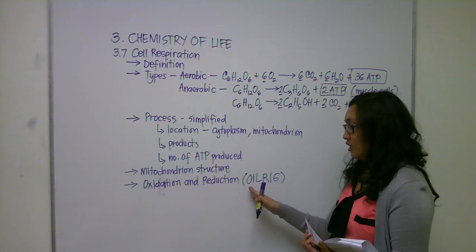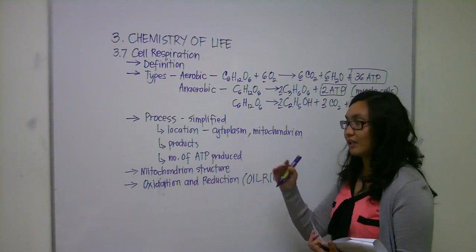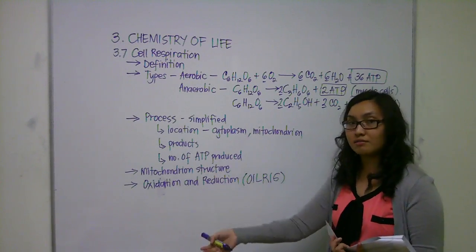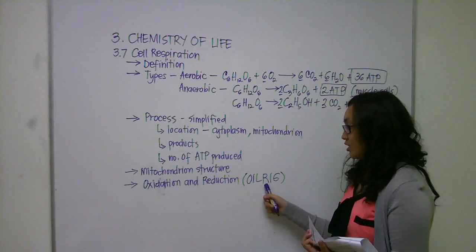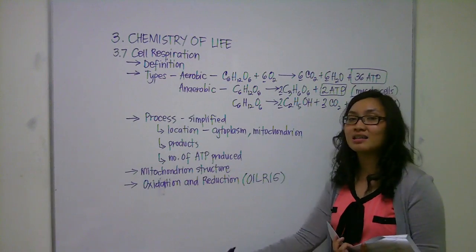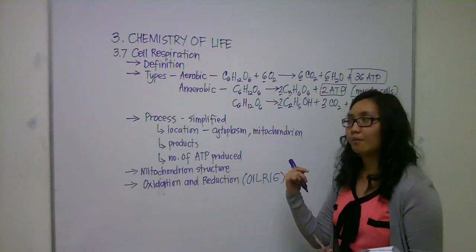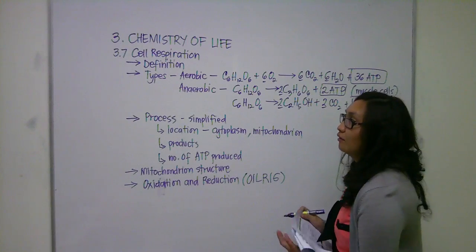Meaning, whenever oxidation is occurring, it gives off electrons from the hydrogen, whereas reduction is when it gains the electrons from the hydrogen. So that will be all for cell respiration.